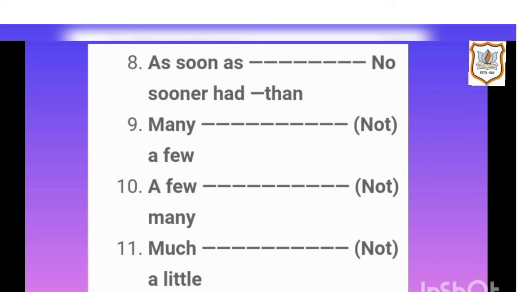The next rule is, much is going to be changed to not a little. For example, he wants much water. So we will change it like he does not want a little water.